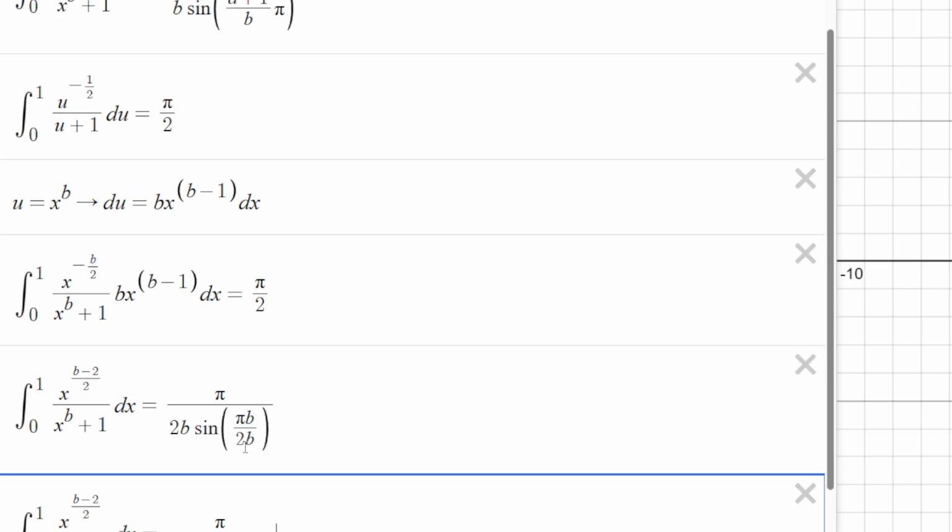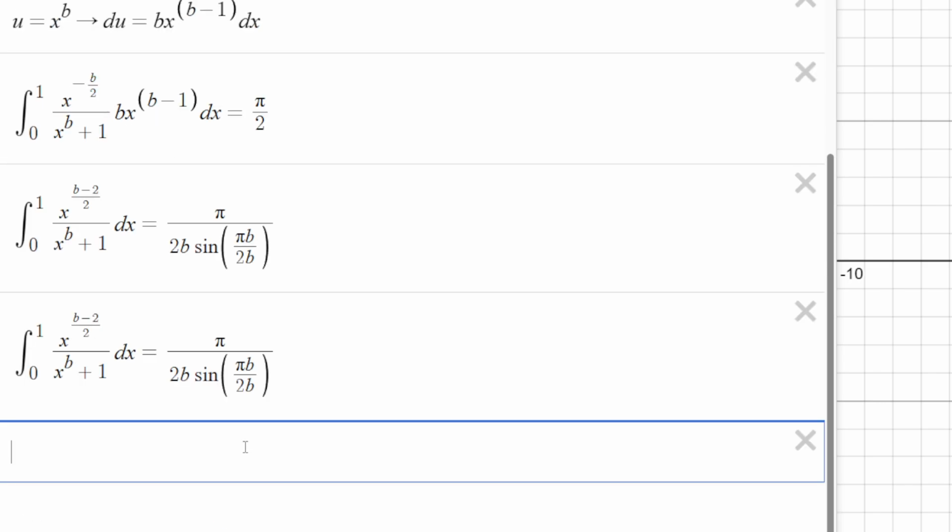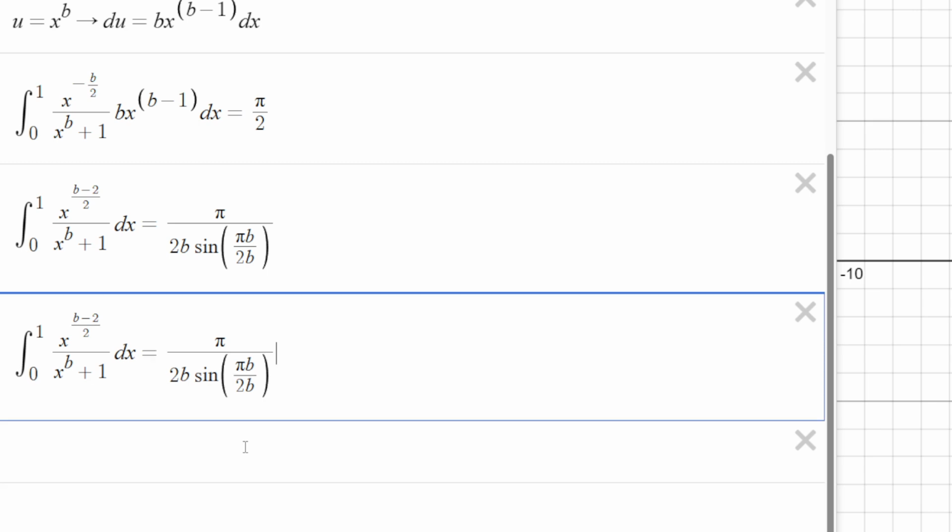Now, where do we go from here? Well, hmm. What we'll do is this. We're going to multiply both sides of this equation by 2. So we multiply both sides of the equation by 2 and we get this.